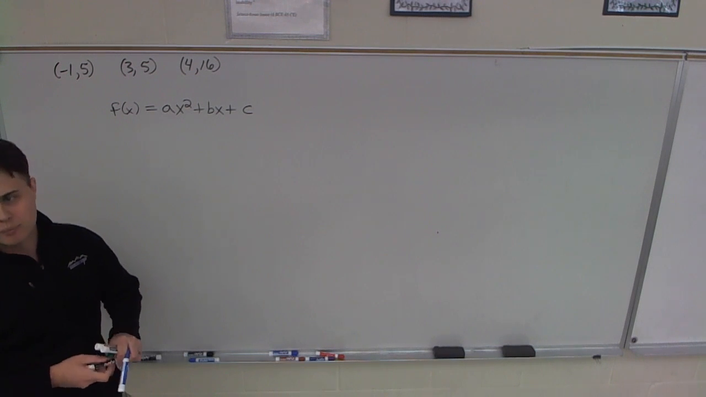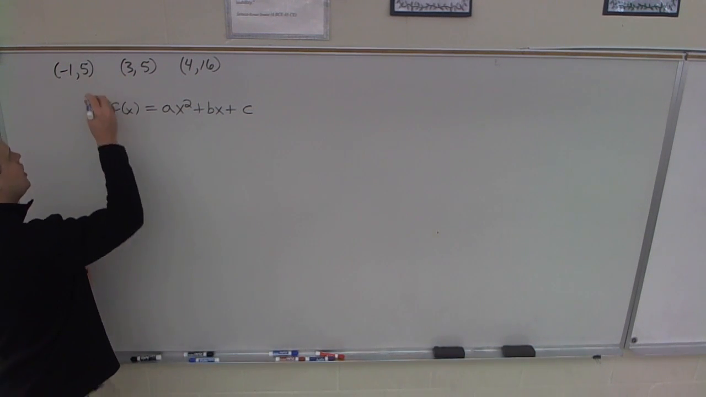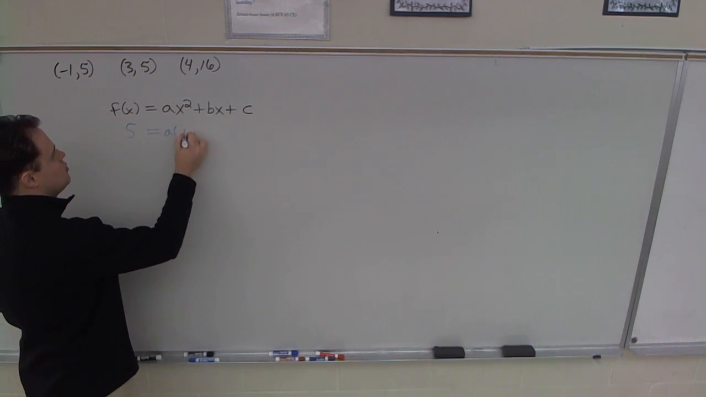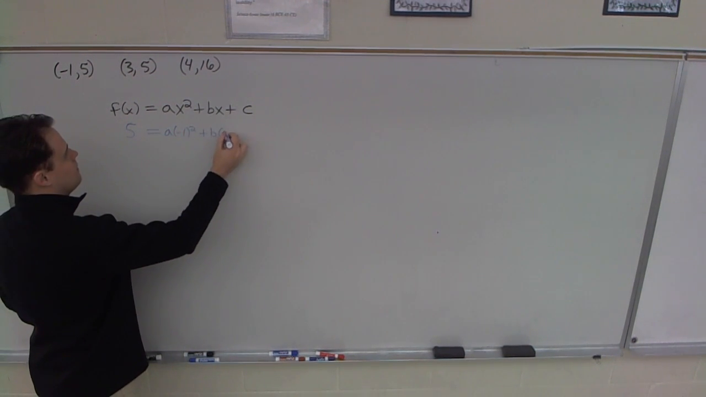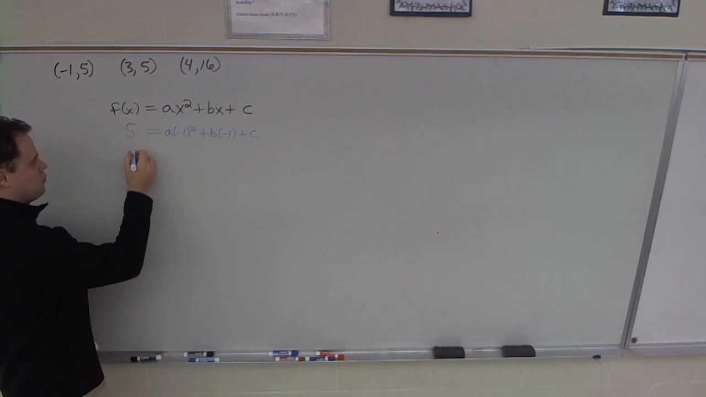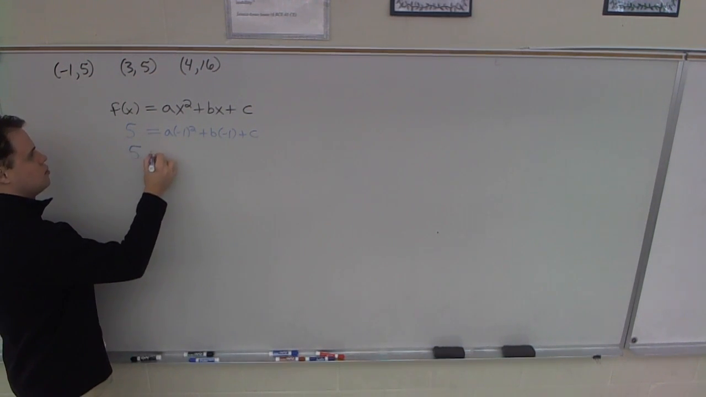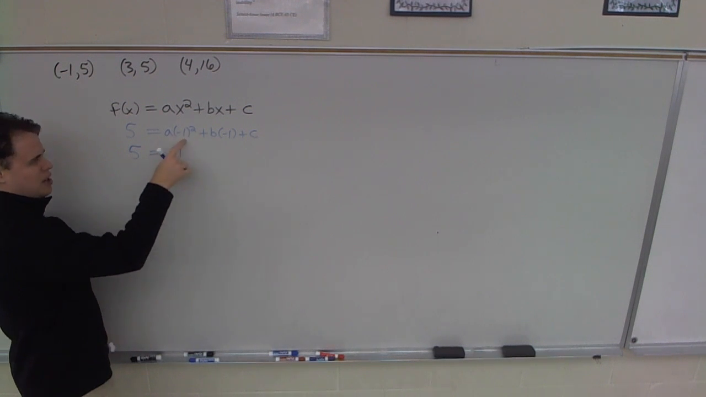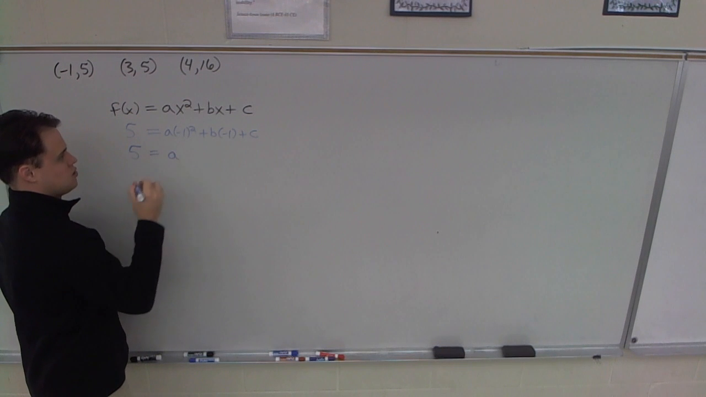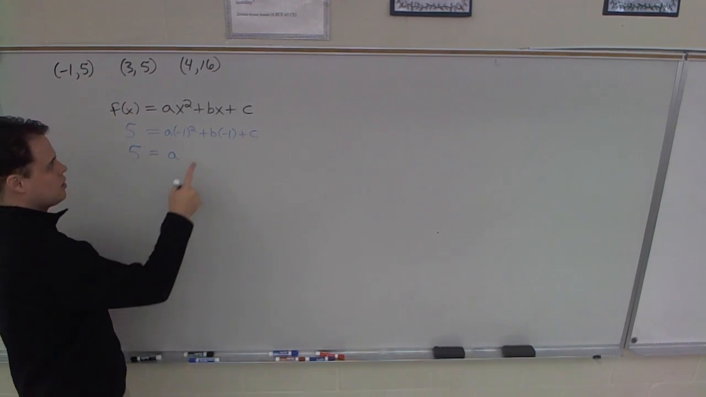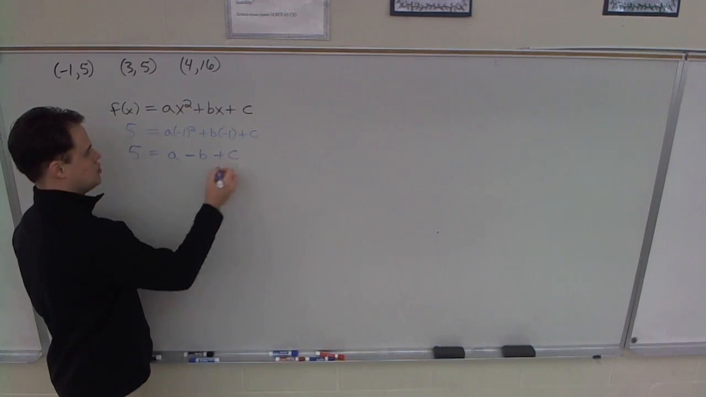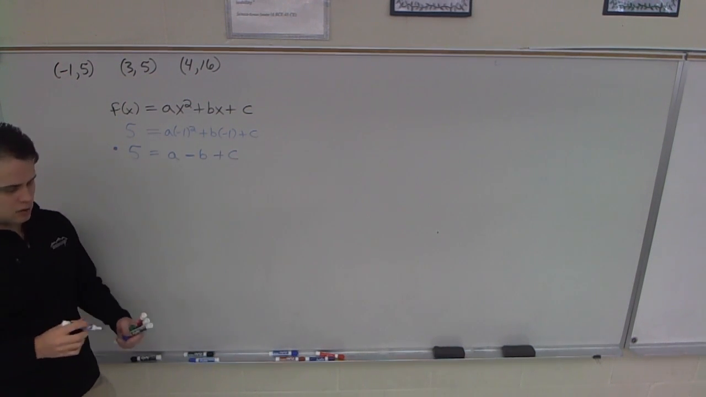So plug it in. Here we go. When we plug 5 in, we get 5 out. So simplify that. That's 5 equals, is that negative or positive? Positive. It's just 1a, right? So I'll just say a. And then over here we've got negative b and positive c. There is one equation.